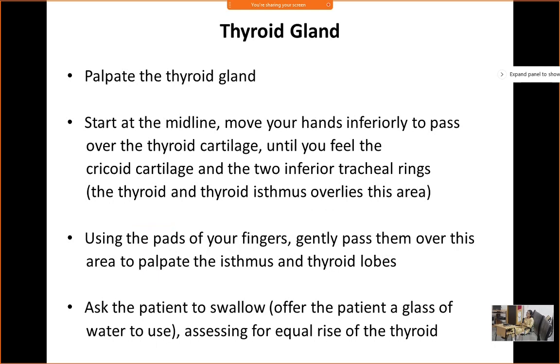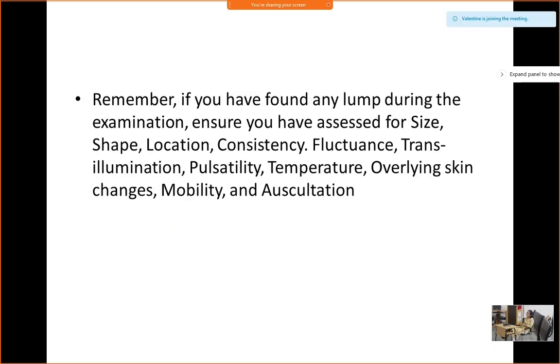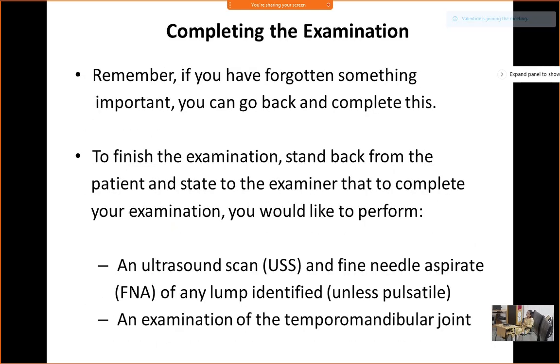Next is your thyroid gland. This one I will go in detail. I'll skip. Then completing the examination. After doing the examination of the cervical lymph nodes and the parotid glands, in detail of the cervical lymph nodes, how do you complete your examination process? You should remember that if you have forgotten something important, you can go back and complete this. This is very important during your clinical examination, during your viva exam.